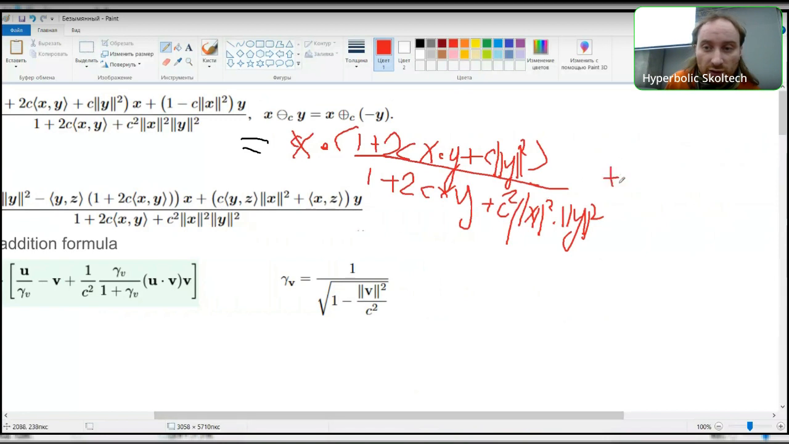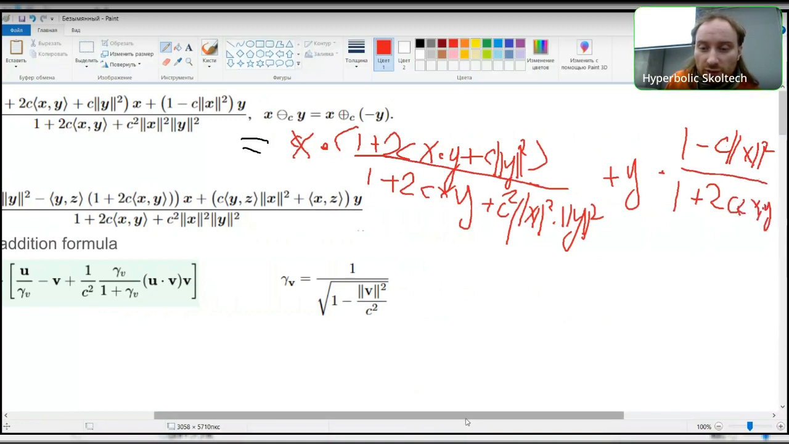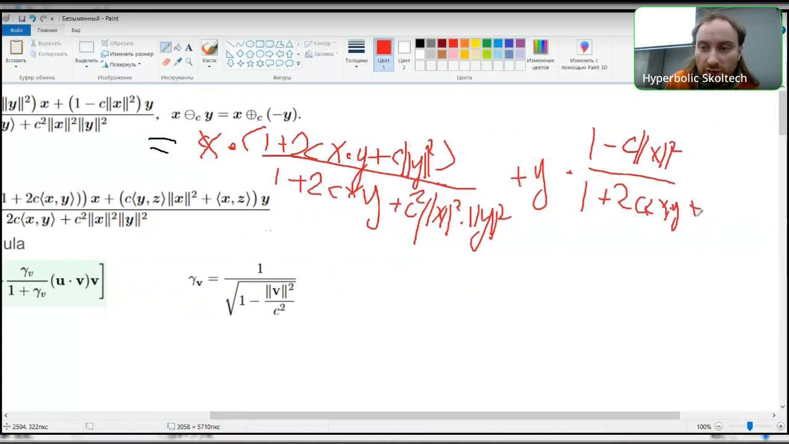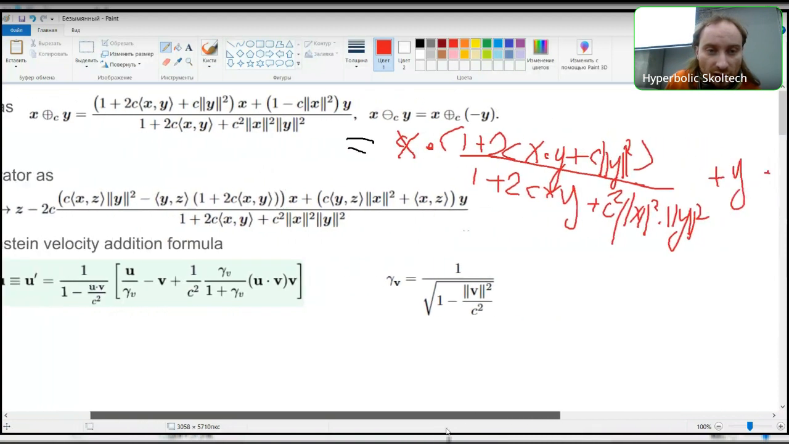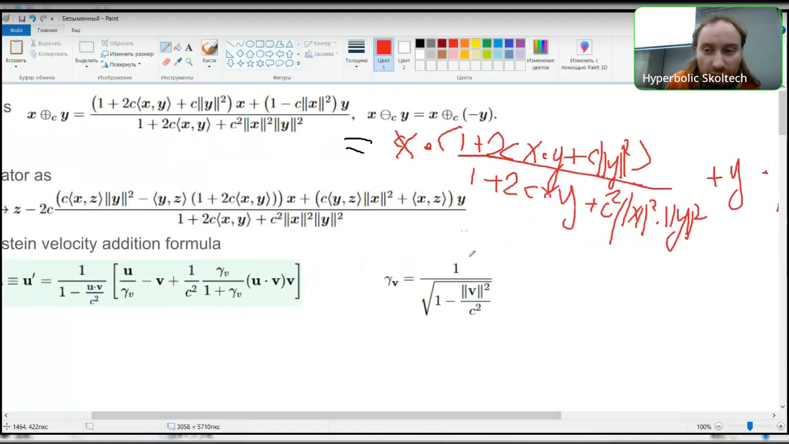And plus y multiplied by (1 minus c times the square of the norm of x), divided by 1 plus 2c xy plus c squared x squared y squared. Yeah. So actually, what to do now?